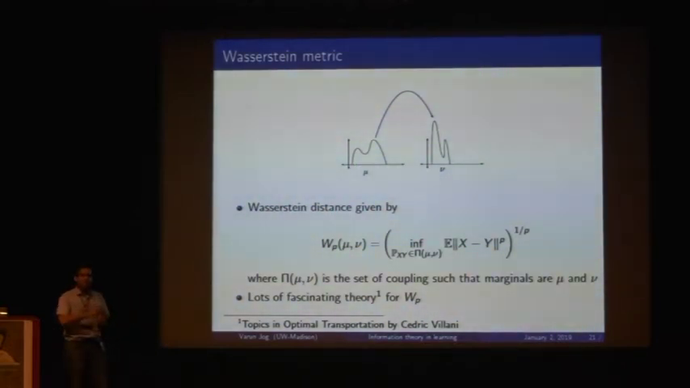So you want to minimize the amount of effort that it takes for you to move that mu to that nu. And if you were to calculate the minimum amount of effort that I need to expend in moving mu to nu, that gives you some number, and that number happens to be a metric. So it happens to be a notion of distance between mu and nu, as long as your cost is some nice cost.